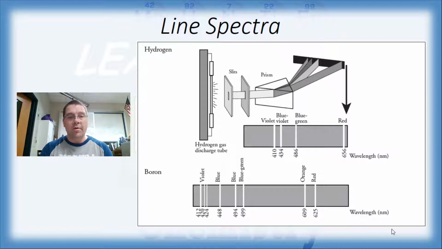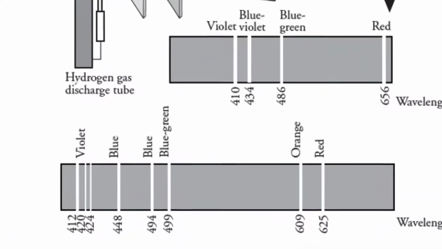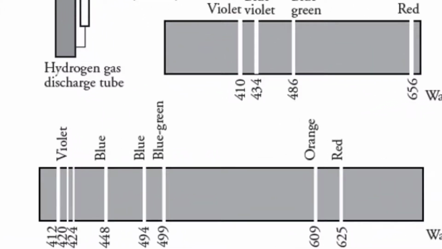If you look at boron, you'll notice that there are quite a few more lines. Yes, there are more electrons in boron, but that's not purely the determining factor. And like hydrogen, it's got a violet, a blue-green, and a red. But even though the colors are labeled the same, if you look at the wavelengths, they're not the same. It's a unique red, a unique blue-green, and a unique violet in each of those.